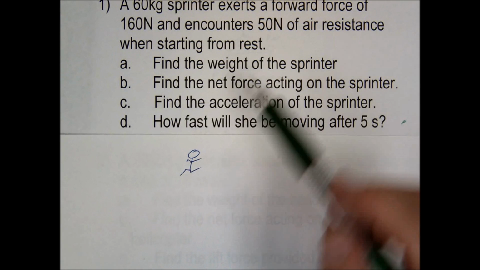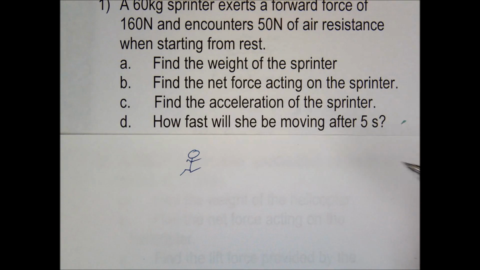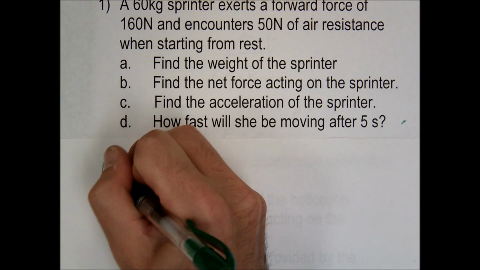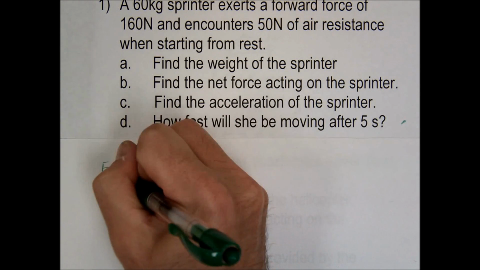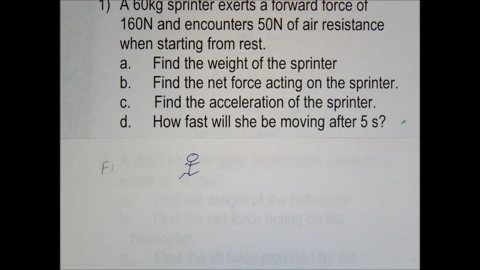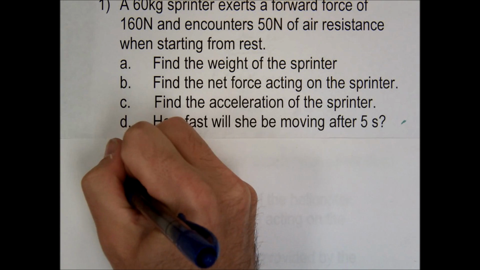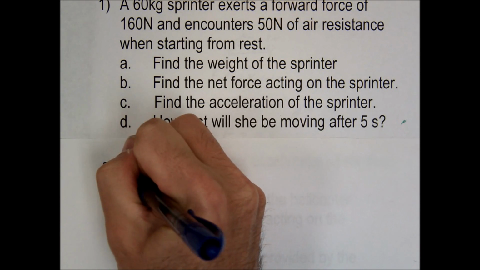We have our sprinter. The sprinter is going to exert a forward force of 160 newtons. It's going to encounter some air resistance, and we know that they're starting from rest. So actually, I didn't ask you to do this, but why don't we do this? One of the first steps you should do on most of these problems is to draw a free body diagram, FBD for short. We did some of them yesterday.